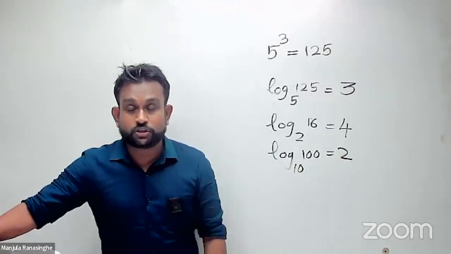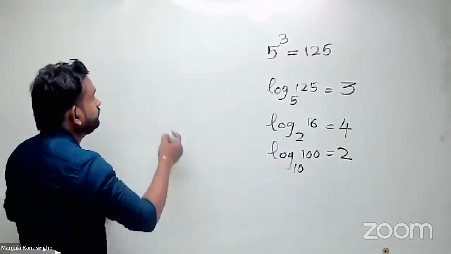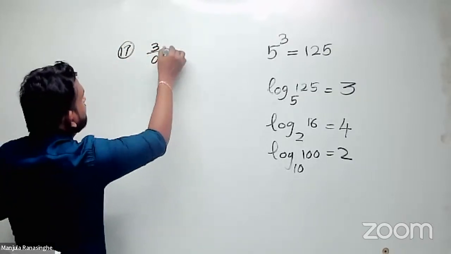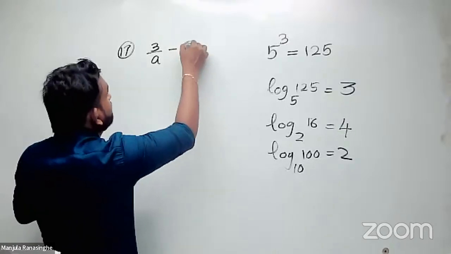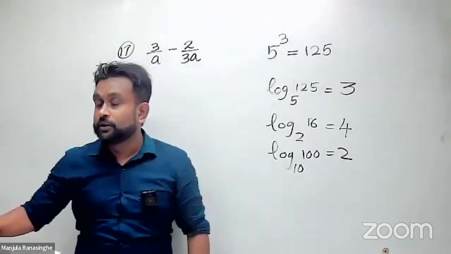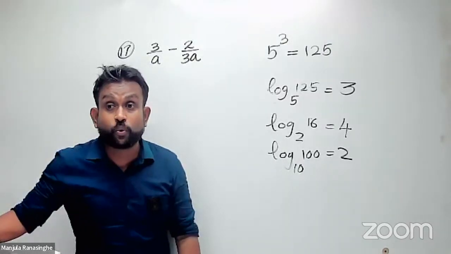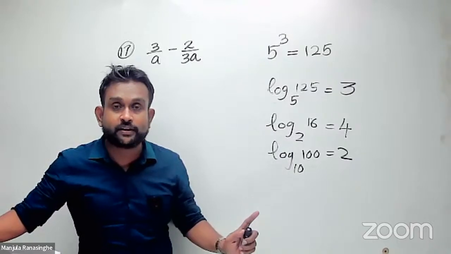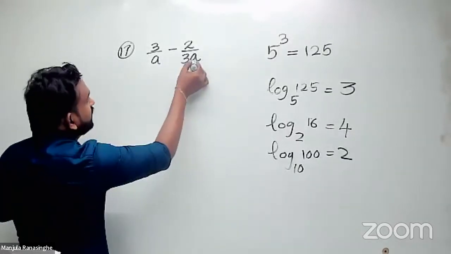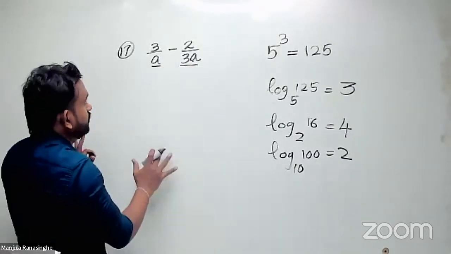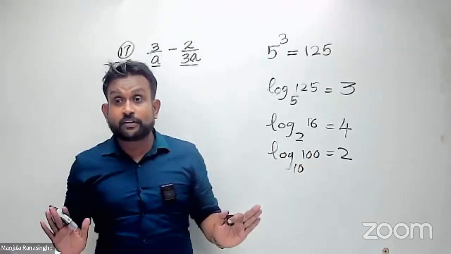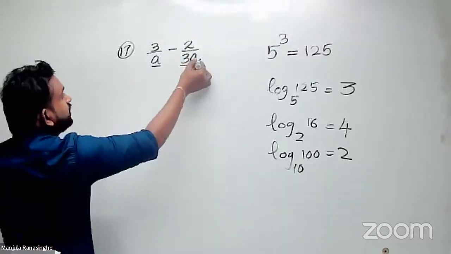Now we are moving to question number 17, algebraic fraction simplification: 3 upon a minus 2 upon 3a. You can see the subtraction of two fractions. In the addition or subtraction of fractions, remember that their denominators must be equal. Here we have 3a and here a, so we need to make them equal.